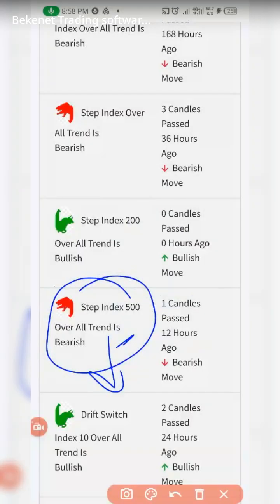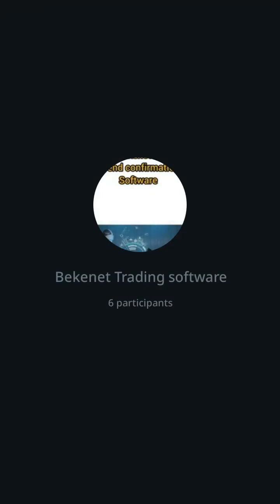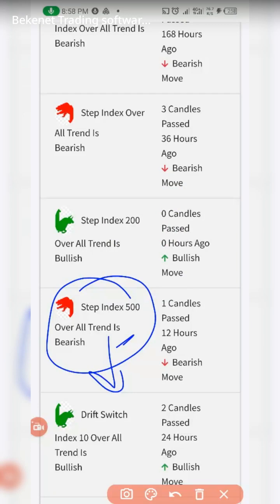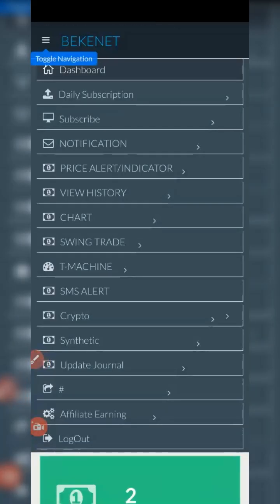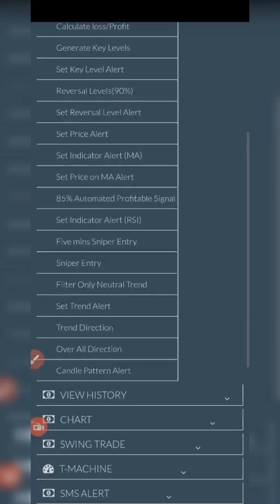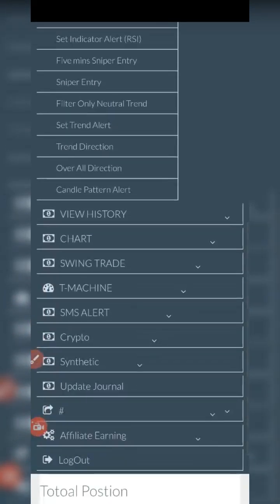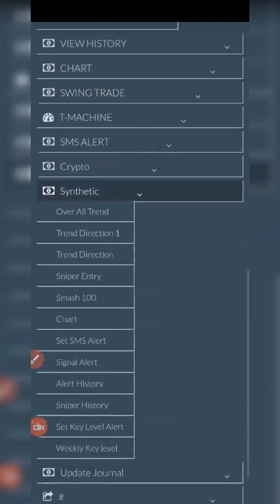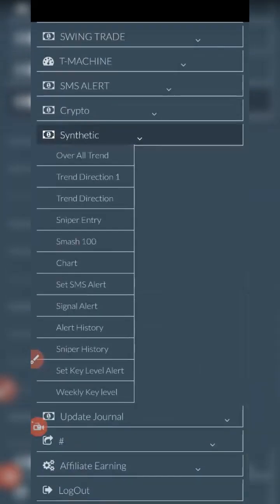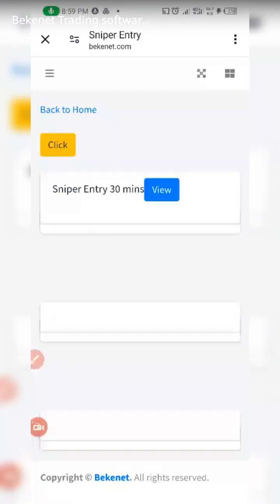If I don't have access to sniper entry, or I'm a pro trader, I can easily go to my chart and do my analysis, check where I can enter the market and start selling, because I'm only going to sell since the overall trend direction is telling me sell. But if you have access to sniper entry on the app, I'll click back. We are going to sniper entry now. We are working with synthetic. All I need to do is click on sniper entry. Then I'll look for that smash.